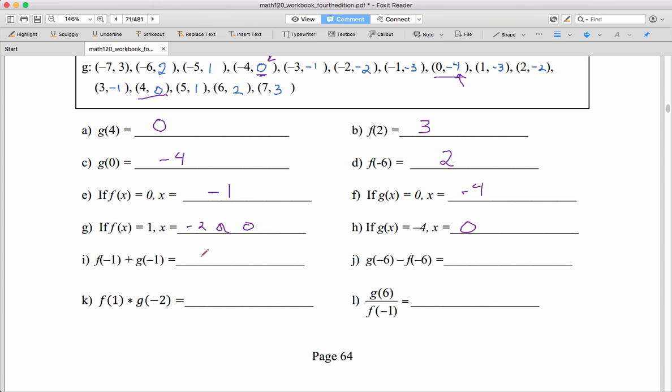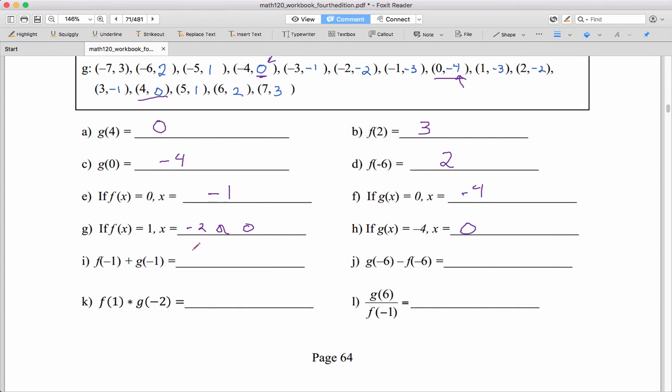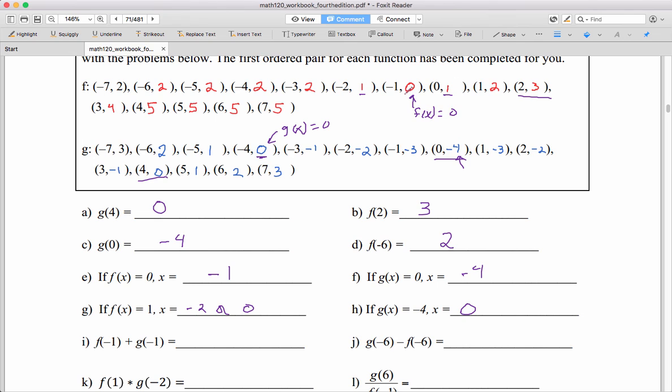Okay, so what's f of -1 plus g of -1? We need to go back up to our table here and figure out where f of -1 is. F of -1 is 0. G of -1 is -3. So that gets us back a -3. G of -6 minus f of -6. Let's see, g of -6 is a 2. That's right here. And then we're going to subtract from that f of -6. Let's see, f of -6 is a positive 2. So that's going to come out to be equal to 0.